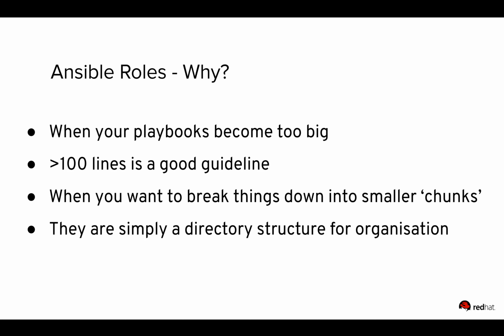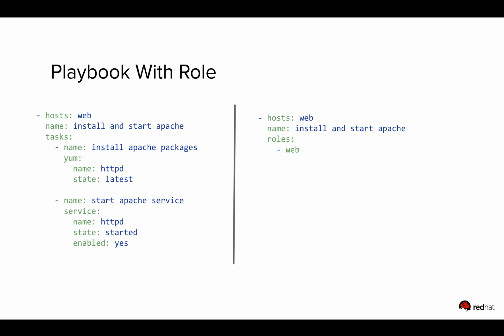When we want to make our playbook automation more reusable, we can start thinking about something called roles. This is nothing more than a directory structure where we break things down into smaller chunks to make them even more manageable and repeatable. There is no science to this, but as a general rule of thumb, if your playbook is starting to get very long, maybe over 100 lines, then start breaking it down into roles. On the right-hand side, you can see how we call a role within a playbook. You can see it's much cleaner and readable.